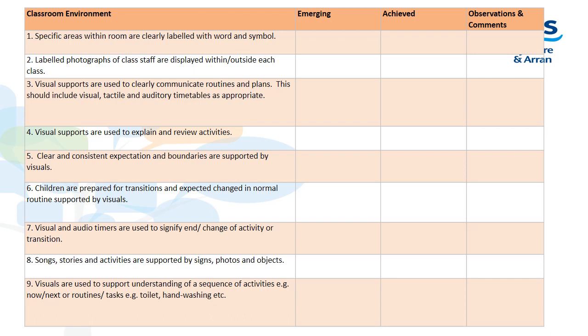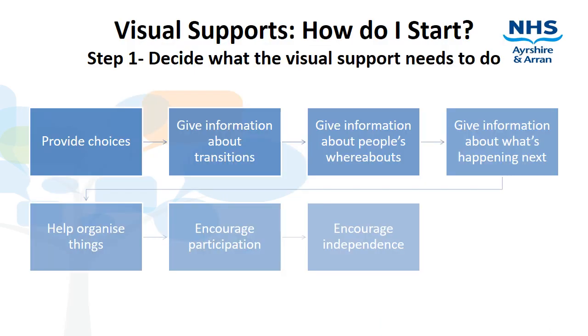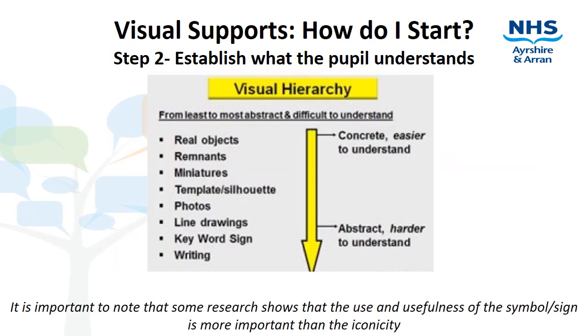So really, when using a visual audit, each staff member should take a look at their classroom environment, and they need to think about the visual supports that are currently being used. How could these be made better? Are they working? What other visuals could be in place? The next thing to think about is deciding what the visual support needs to do. So is it going to be to provide choices, to give information about transition? Is it going to give information about people's whereabouts? Is it going to maybe give information about what's happening next? Is it to help organise things, encourage participation, or is it to encourage independence? So you need to decide what it's going to do.